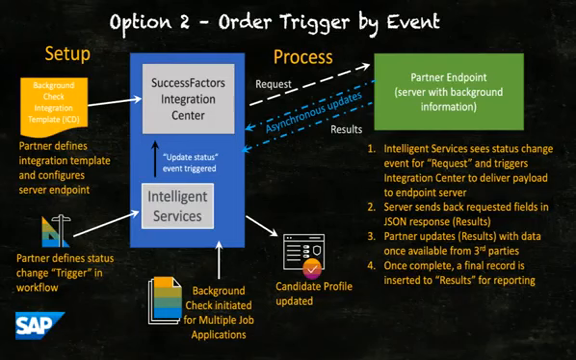Now, if we go back to our diagram, we can see that we've completed the circuit based on a change in SuccessFactors that initiates an Intelligent Services event that then triggers the integration center event as well.